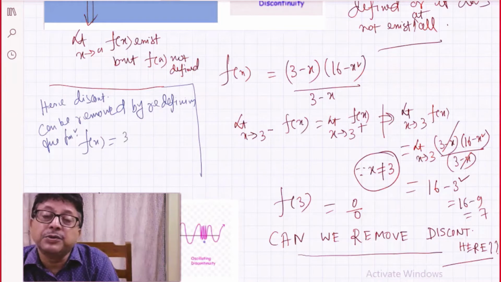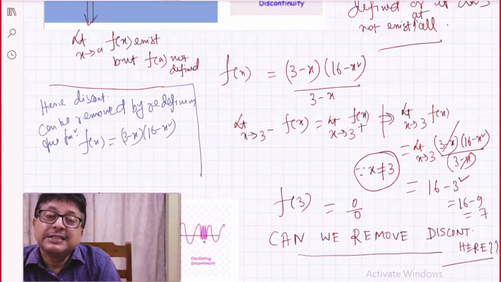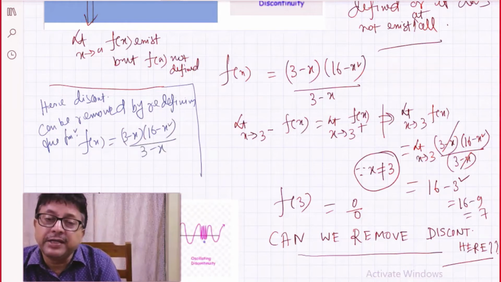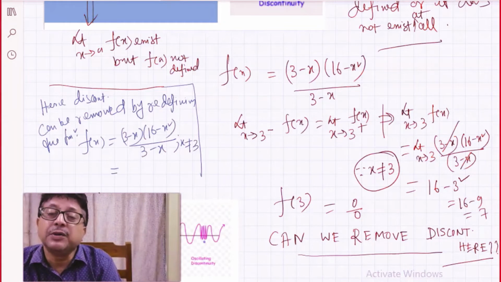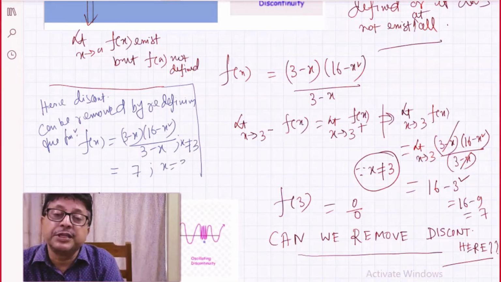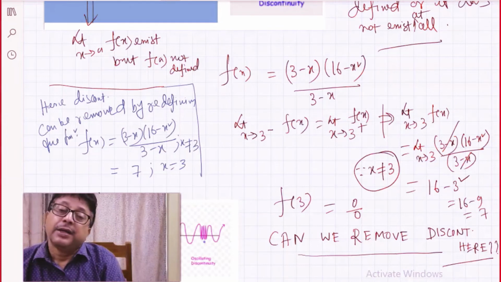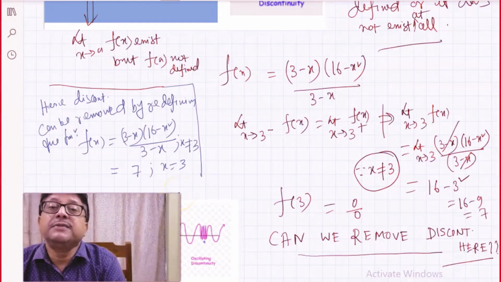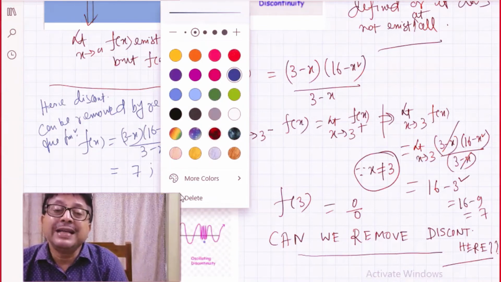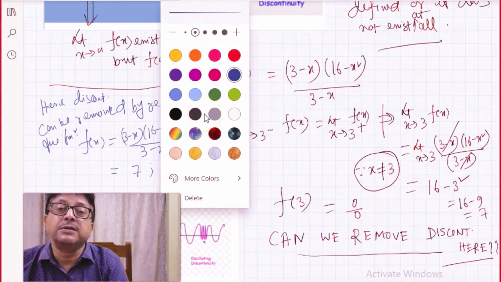f(x) equal to (16 minus x square) by (3 minus x) for x not equal to 3, and this is equal to 7 for x equal to 3. Alright. So now the function is going to be a continuous function, and we will say that this is referred as continuous extension of a function.